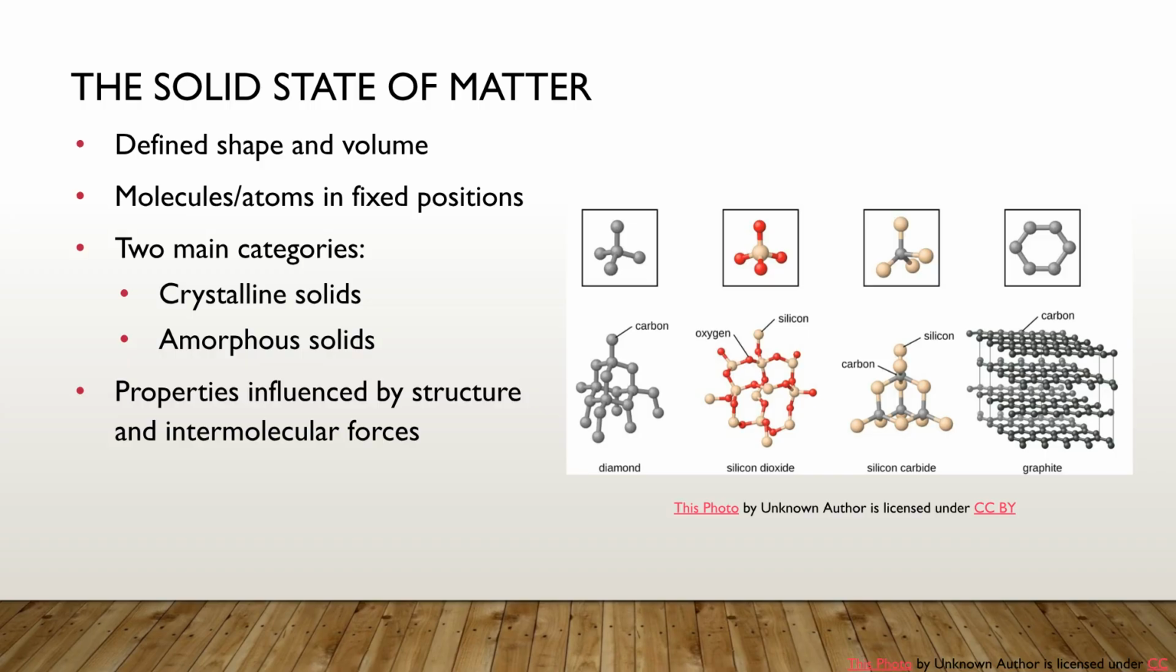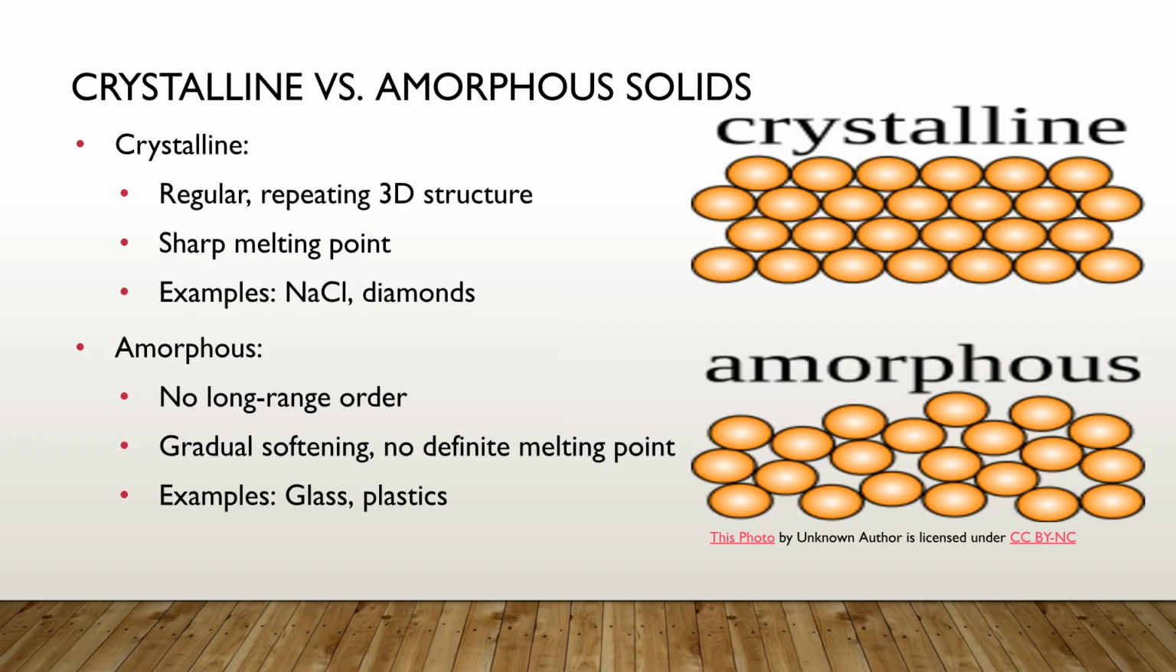The solid state has a defined shape and volume, with molecules in fixed positions. Solids are categorized into crystalline solids, which have long-range order, and amorphous solids, which do not. Crystalline solids have a regular, repeating 3D structure and a sharp melting point. Amorphous solids lack long-range order, resulting in a gradual softening instead of a definite melting point.